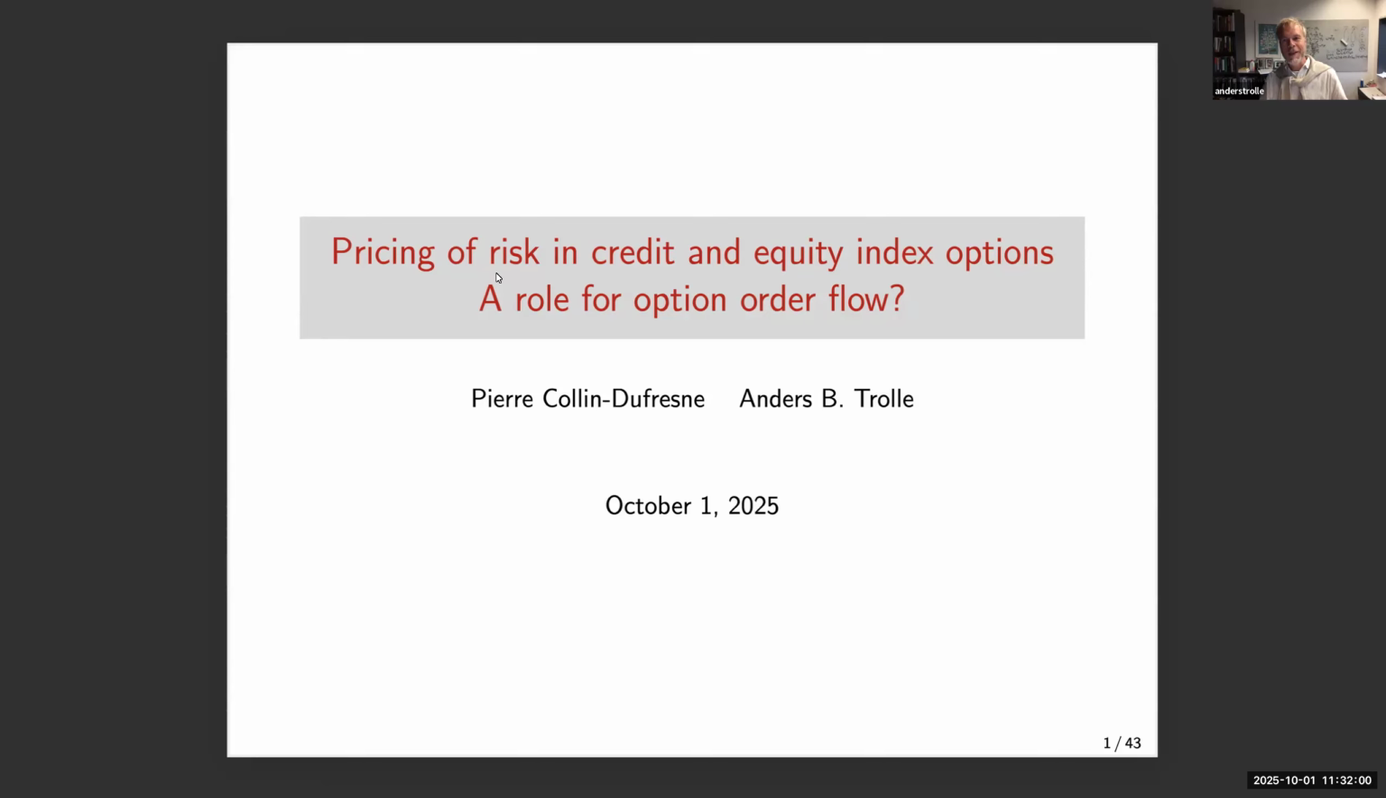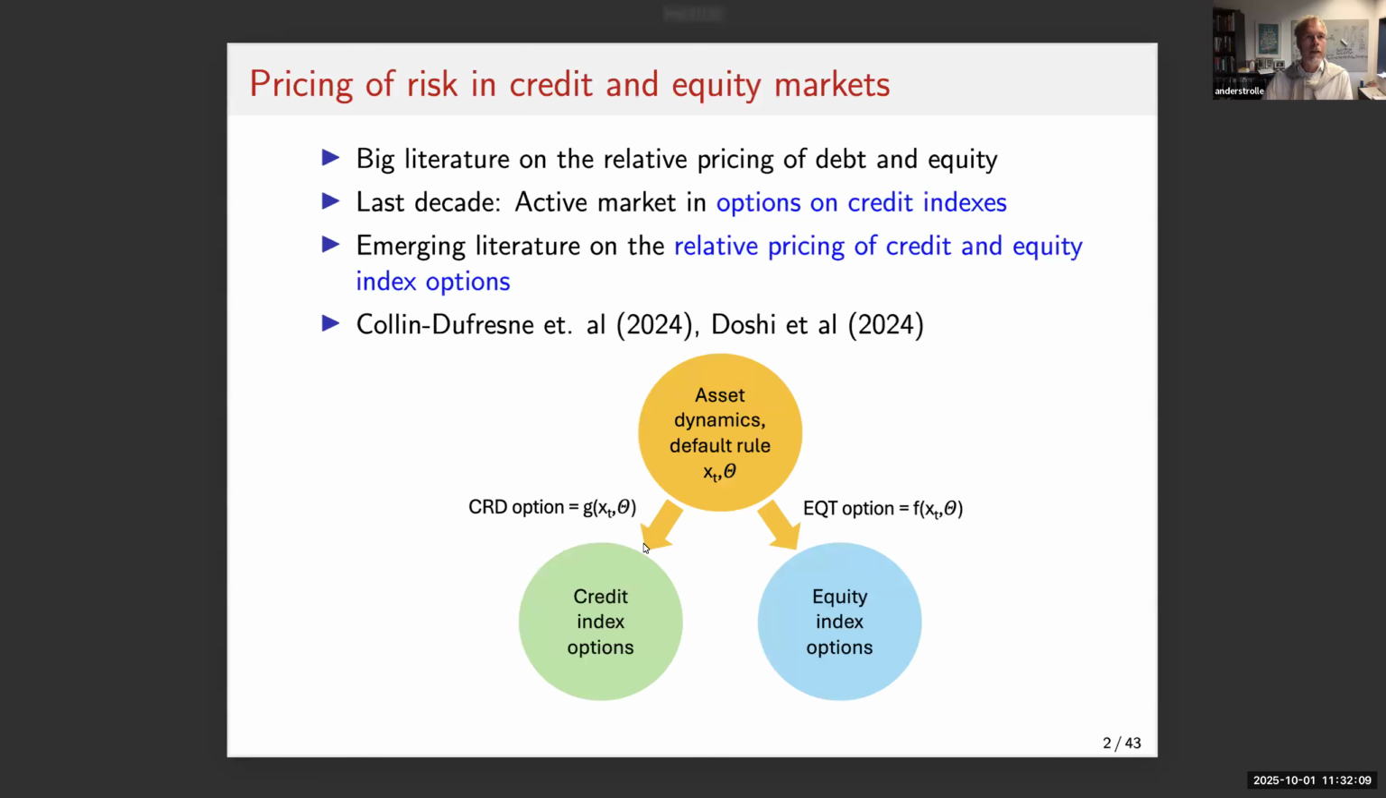of risk in credit and equity index options, a role for option order flow. So the motivation for the paper is that there is, of course, already this very large literature on the relative pricing of debt and equity. So whether, say, the level of credit spreads or the returns on corporate bonds are consistent with data from the equity market.